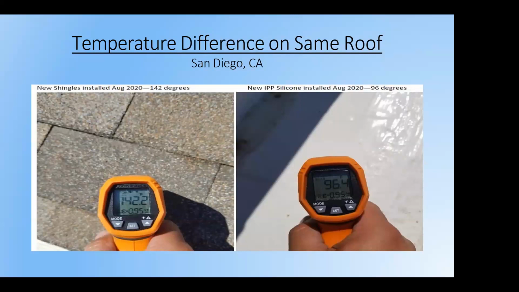This was taken out in San Diego, which doesn't have real heat waves, or the climate zones throughout the country. You can go to other places that have heat waves and the temperature differences for the heat island effect. The reduction compared with the cool roof, you got 96 on the silicone.